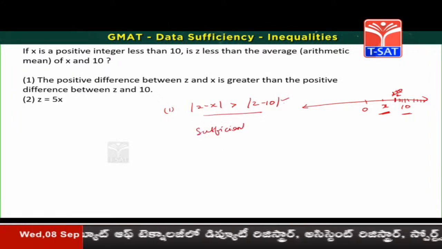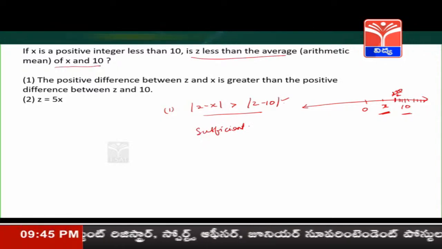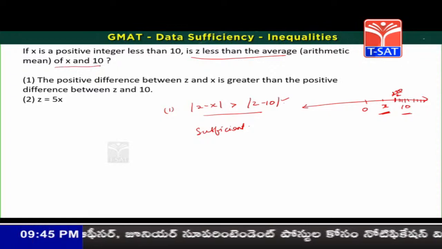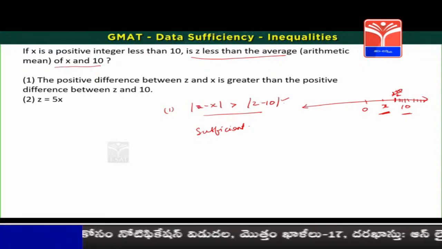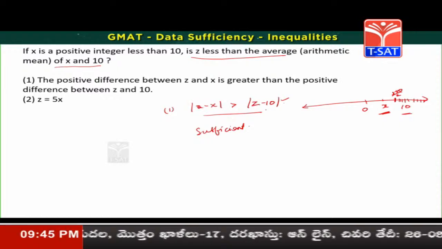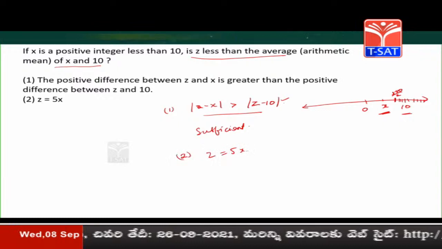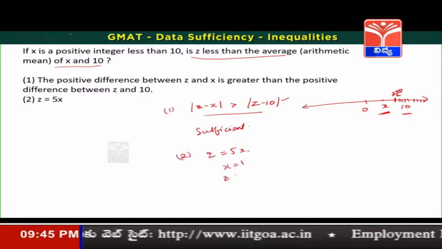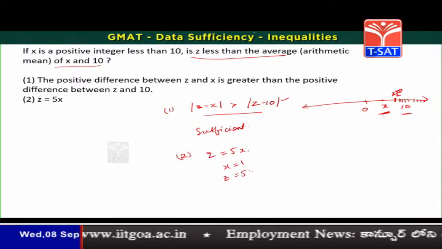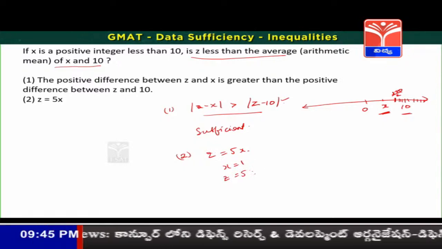We can say that z is not less than the average of x and 10, it is greater than the average of x and 10, as it is always further from x than it is from 10. Now, second is z is equal to 5x. Let us say x is equal to 1, then z will be equal to 5. So, x is 1 and z is 5, it is closer to x than it is to 10.